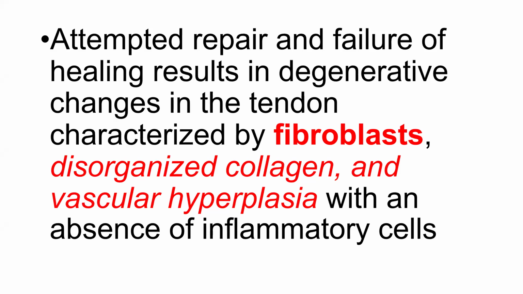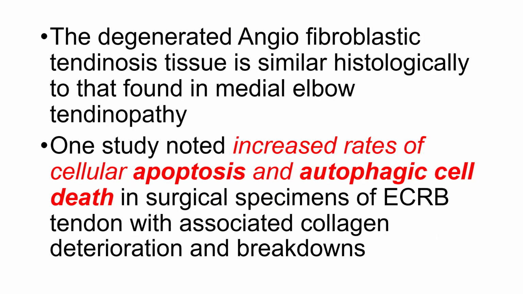There are many who are confused, and they say epicondylitis fits its name. It's an inflammation. It's not an inflammation. It is due to fibroblastic proliferation, disorganized collagen formation, and vascular hyperplasia. No inflammatory cells are present. The degenerated angiofibroblastic tendinosis tissue is similar histologically to that found in the medial elbow tendinopathy.